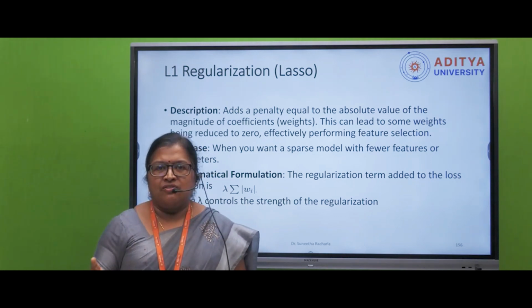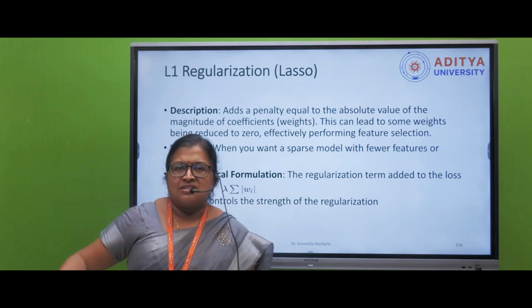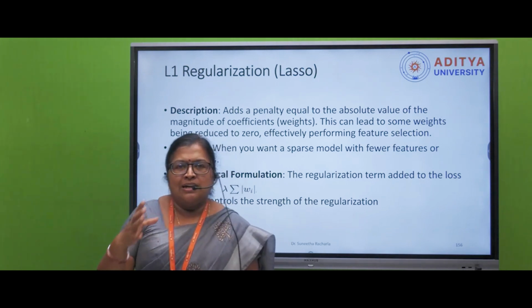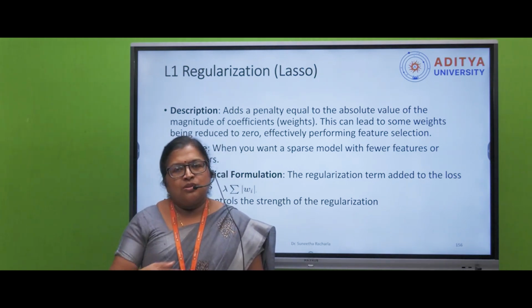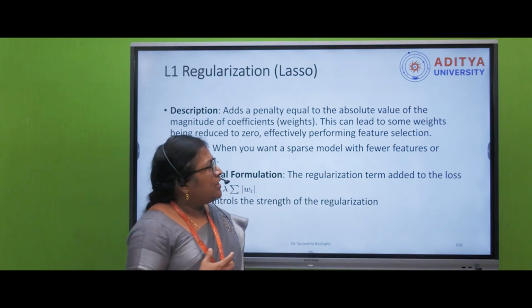That will not be useful in any further process of our data modeling or any other algorithms. We will not use those nodes. So that's what L1 regularization will do.